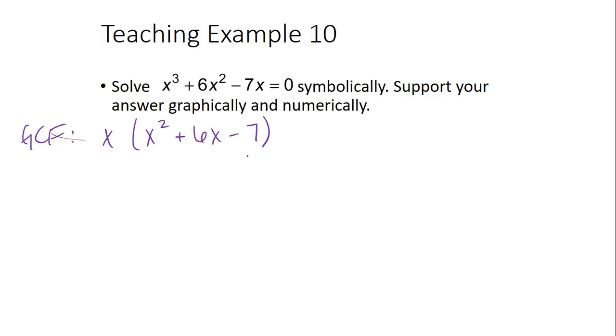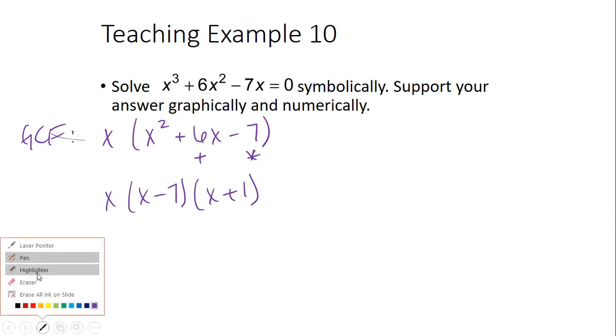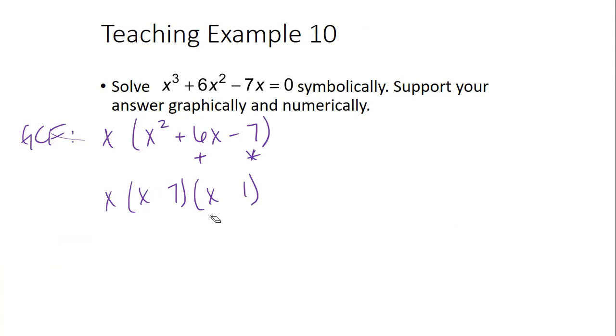And this is mental math. I asked myself what multiplies to give me -7, but adds to give me 6. 7 and -1. So my factors are x minus 7 and x plus 1. I wrote that backwards, y'all, and no one said anything to me. I guess I could have just put a line through that one. There we go. So double checking, 7 minus 1 is 6. 7 times -1 is -7. So this is my factored form.